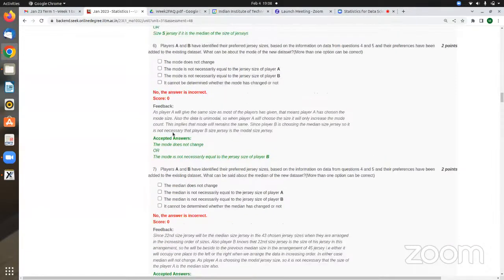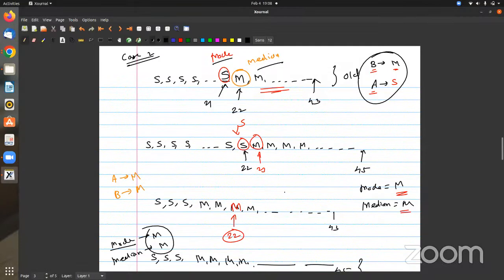So if I'm not wrong, then the question number was 6, right? The mode does not... Yes. And the other statement is correct. The mode is not necessarily equal to the jersey size of B, right? That is also correct. So where have we seen that? I think we have seen that, right? The first case is clear, right? In the first case, the mode was S, right? And it is not necessarily equal to the jersey size of B, right? Correct? Yes, sir. So both statements are correct, that my mode is not changing anywhere.